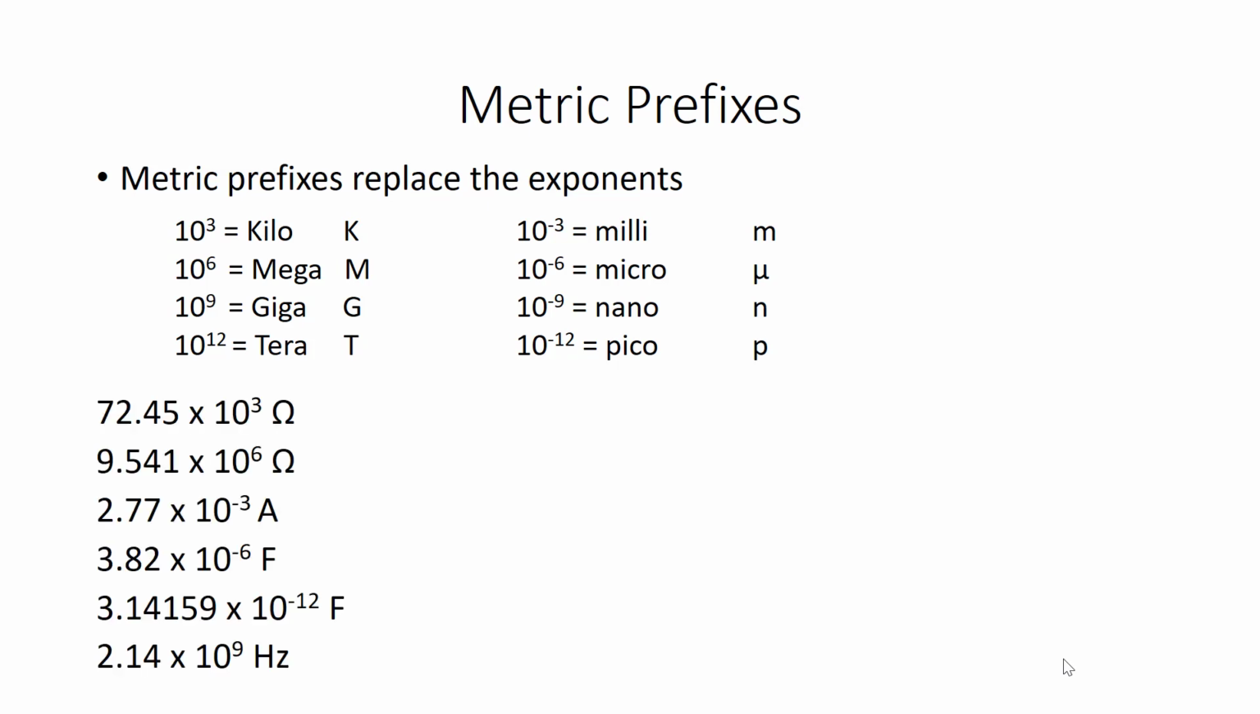So for some practice, let's look at these numbers. 72.45 times 10 to the third ohms. How many ohms would that be, or any of these numbers? Just take a minute and do those. You can pause the video, and when you have them, unpause it and I'll show you the answers.